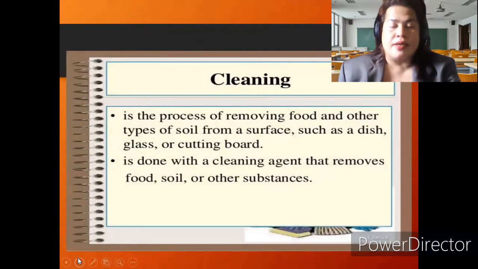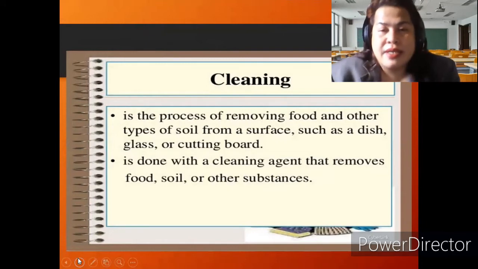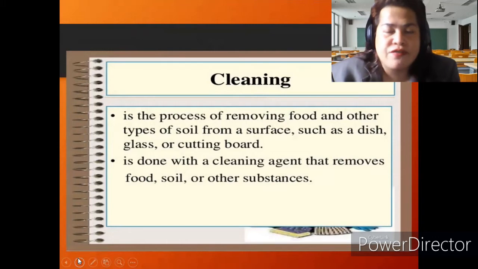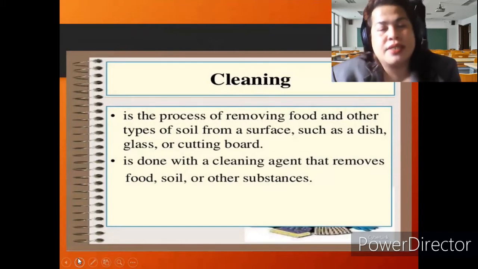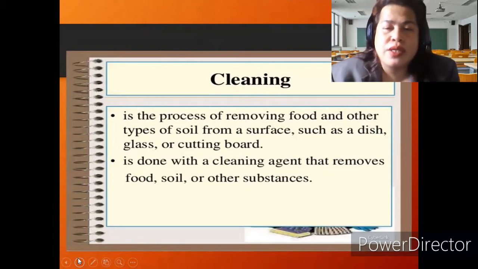Again, when you say cleaning, it is the process of removing food and other types of soil from a surface, such as a dish, glass, or cutting board. It is done with a cleaning agent that removes food, soil, or other substances.